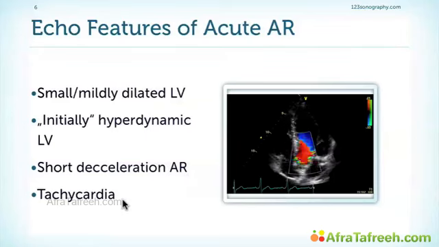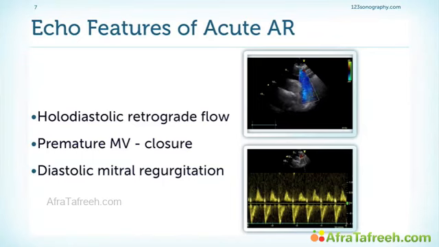I already mentioned tachycardia. Another finding we frequently see is holodiastolic retrograde flow, just as we see in chronic aortic regurgitation. This is such an example, here in color Doppler, and here with the pulsed wave Doppler, holodiastolic flow.